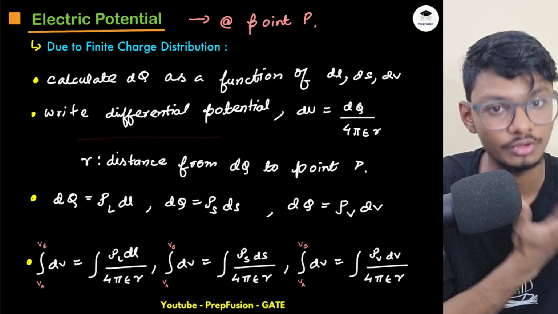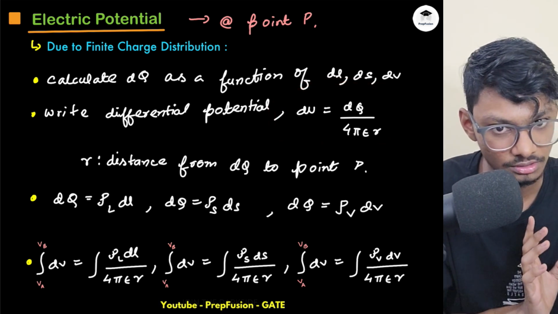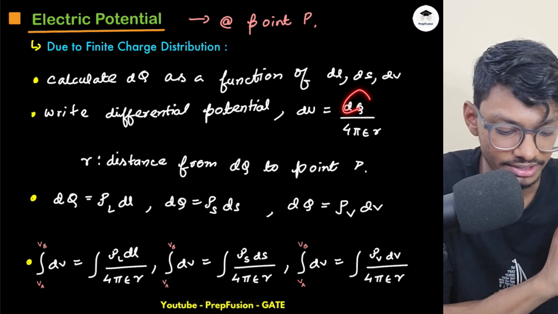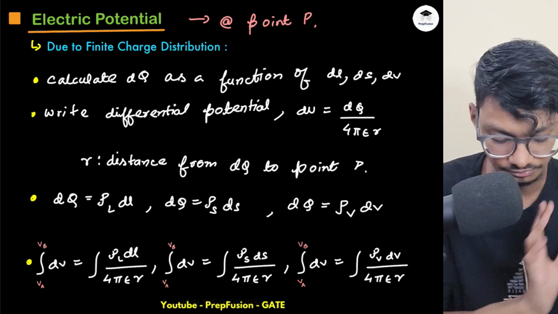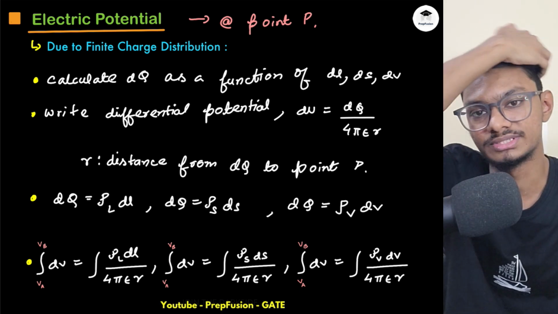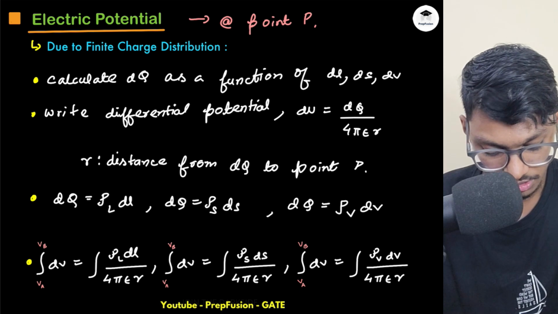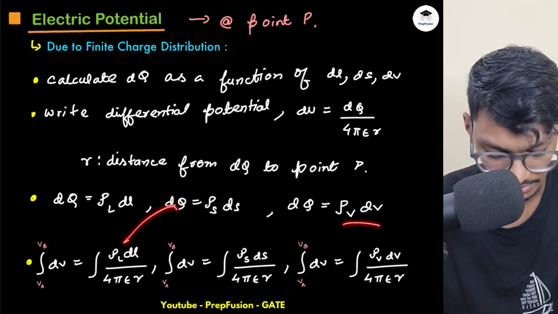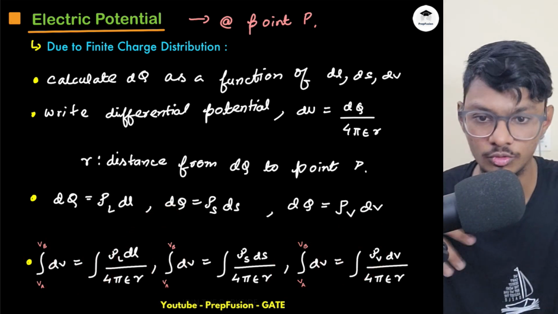Then you write the differential potential. How do you write it? We know the potential due to a point charge is q upon 4 pi epsilon r. The small charge dq is also assumed to be a point charge, so dV equals dq upon 4 pi epsilon naught r. R is the distance from dq to point P, and the other point is at infinity, so the reference is taken as infinity, where the potential becomes 0. So dq I can replace simply with rho L dl, or rho s ds, or rho v dv, and then I just put the limits and solve for the expression. We'll solve a few questions and understand.